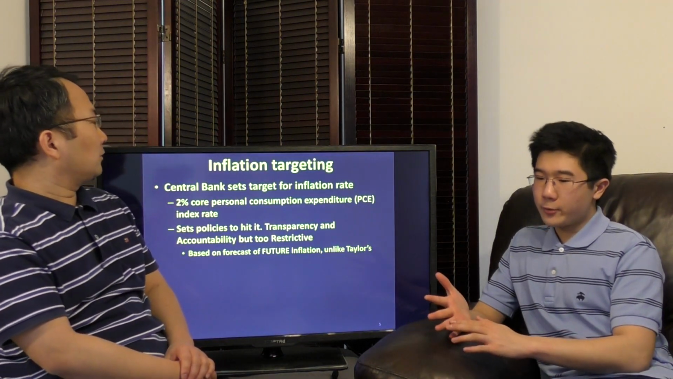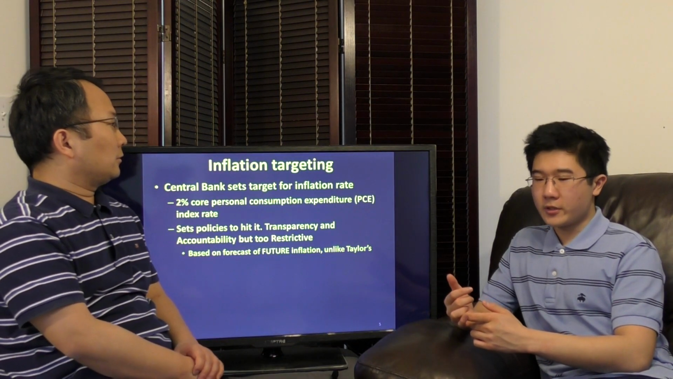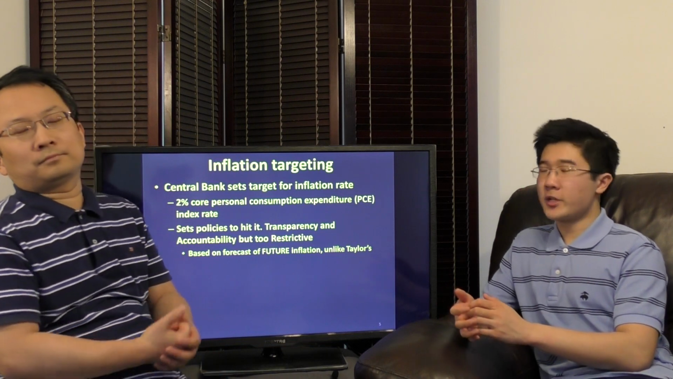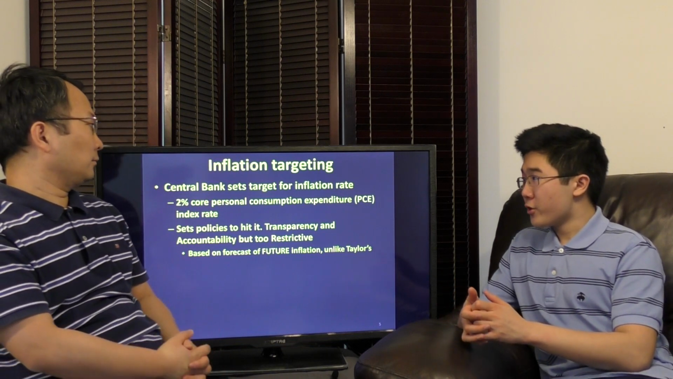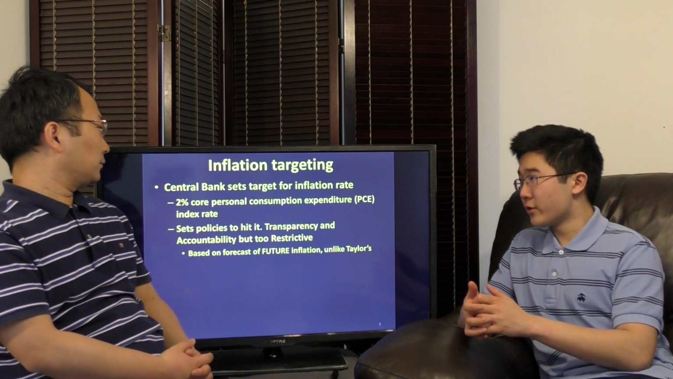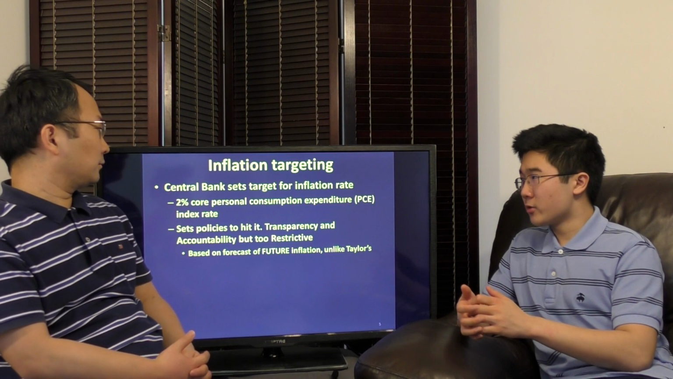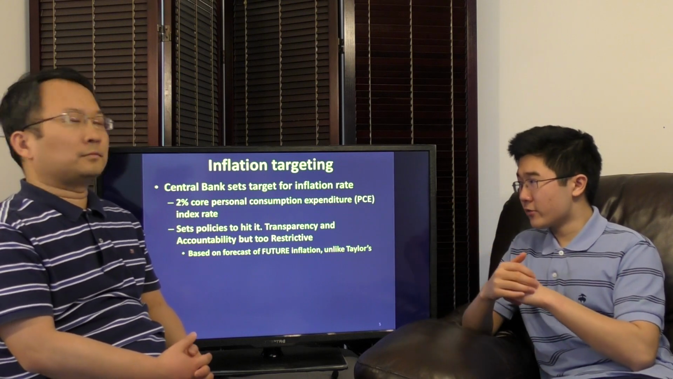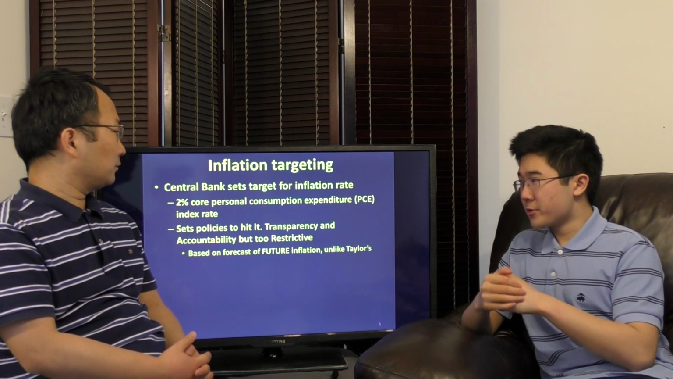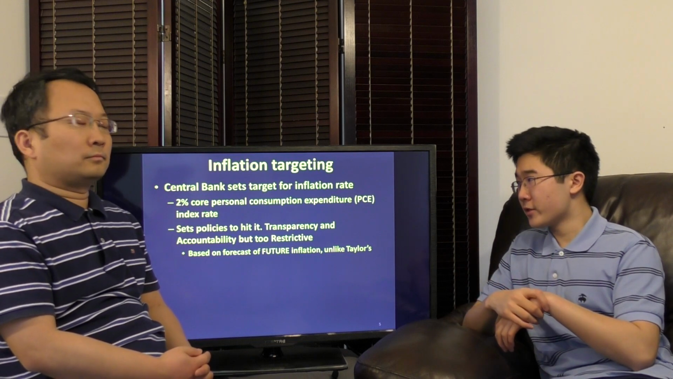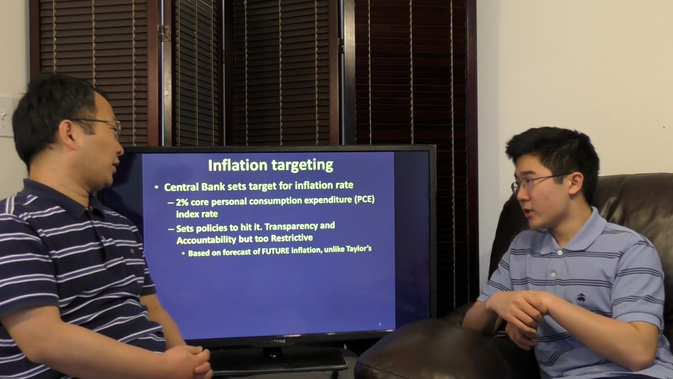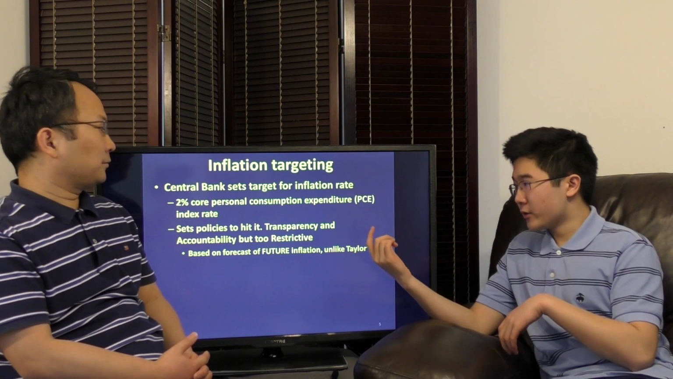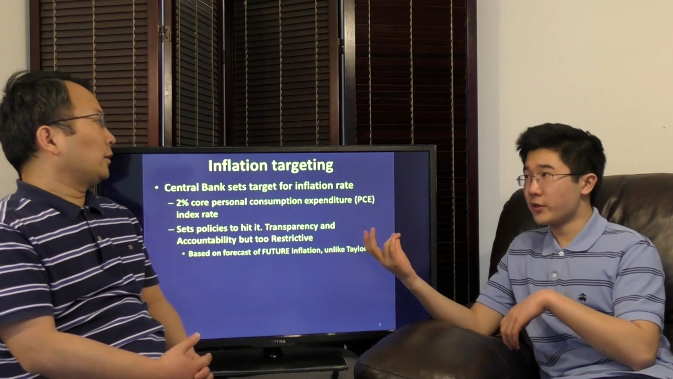Okay. And so basically we have inflation targeting that derived from this. The central bank basically sets a target for an inflation rate that they can perhaps plug into the Taylor rule. And basically for right now, a 2% core personal consumption expenditure index rate is what a benchmark typically will look like. We talked about the PCE in previous videos. And the Fed sets its monetary policies to hit this target through transparency. And it's based on the forecast of future inflation. So unlike Taylor, which is current inflation, it's based off of future inflation to target this rate.